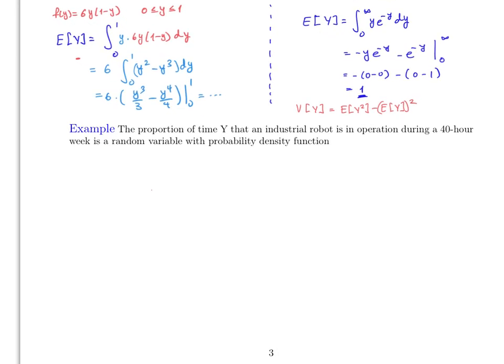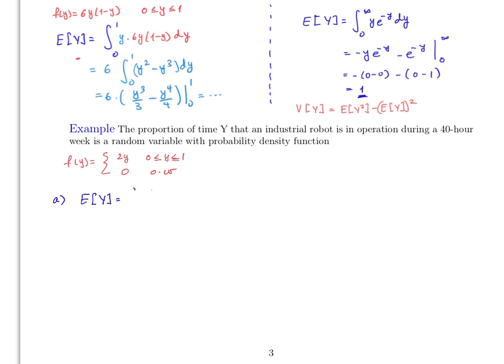The proportion of time y that an industrial robot is in operation during a 40-hour week is a random variable that has the following density function. The density function is the following: f of y is equal to 2y between 0 and 1, and 0 otherwise. So in part A, they ask you to find what is the expected value of y.